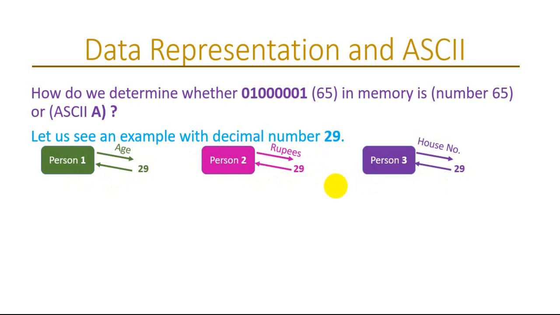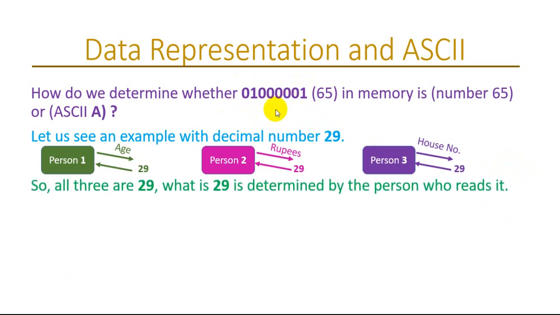So all three are reading 29, but one is interpreting it as age, one as rupees, one as house number. And that 29 could be written in various other ways, and people could interpret it in different ways, depending on what they wrote. This is the same principle that goes into ASCII and the computer memory. Let's take our old example. All three are 29, but what exactly this 29 is is determined by the person who reads it. For him, it will be age. For him, it will be rupees. For him, it will be a house number.